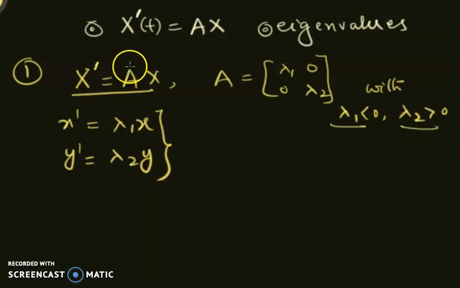I want to study how the behavior of this system looks when one of the lambdas is positive and the other is negative. So in this case lambda 1 is assumed to be negative and lambda 2 is assumed to be positive. So let's find out the eigenvectors first. For lambda equal to lambda 1, let's find the eigenvector.